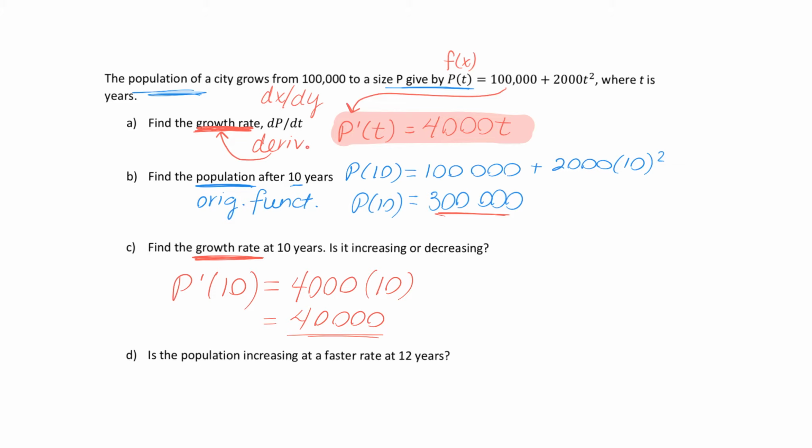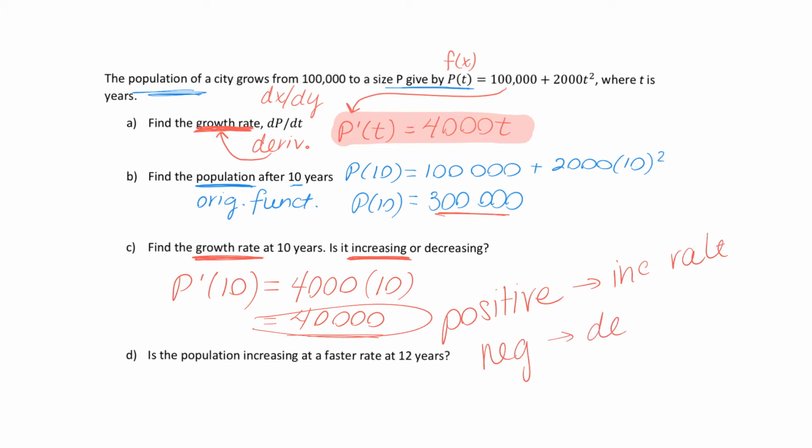Is it increasing or decreasing? Well, is this a positive number? This is positive. This is a positive value, so therefore the rate is increasing. If your growth rate or your rate of change is negative, it's decreasing. So positive means it's an increasing rate, and negative is a decreasing rate. So therefore this is positive.